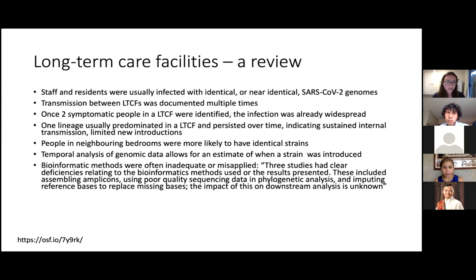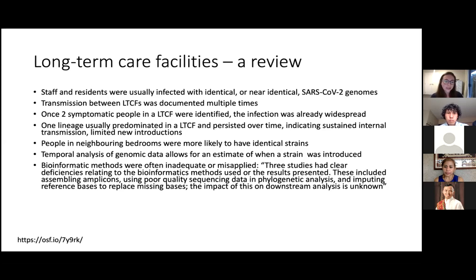One lineage usually predominated per facility, and it persisted over time. So whether that means most of the time people are doing well and not allowing introductions, but once one gets in, it's really successful, or whether one tends to be more competitive than the others, I think that's a bit harder to say. And even within a facility, if people are in neighbouring bedrooms, they're more likely to have the same strain than if they're across the hall or in a different unit.